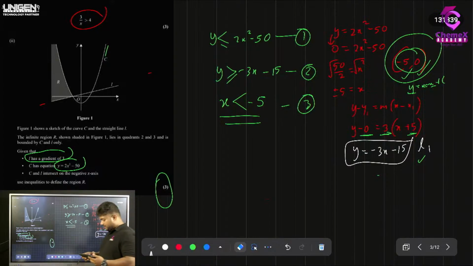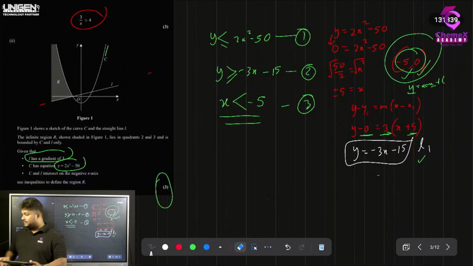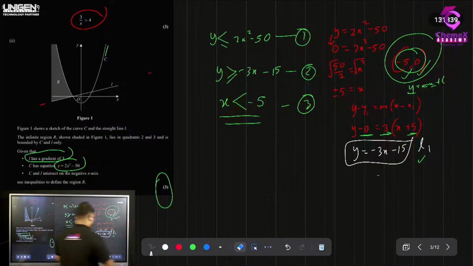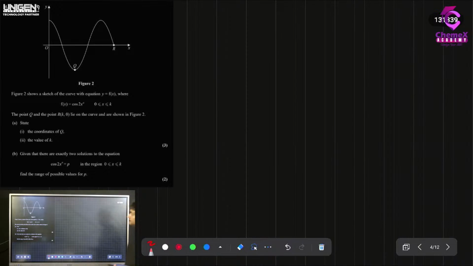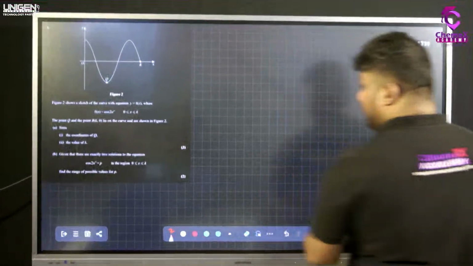Alright, next one. The next question is going to be the sine graph. How many of you did this? How many tried? None. Okay. So how do you do this question?